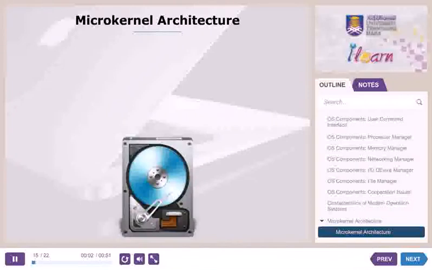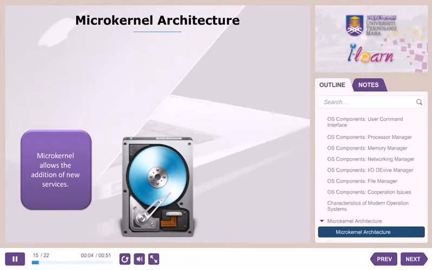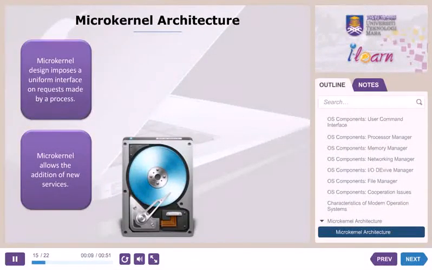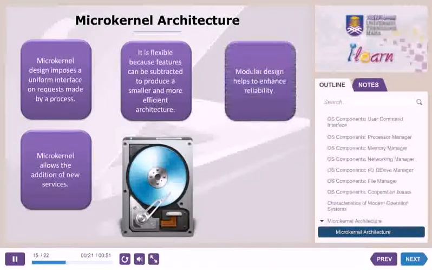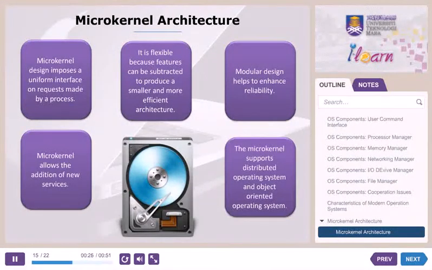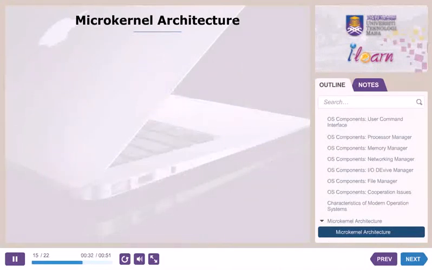Microkernel architecture. A microkernel allows the addition of new services. Microkernel design imposes a uniform interface on requests made by a process. It is flexible because features can be subtracted to produce a smaller and more efficient architecture. Modular design helps to enhance reliability. The microkernel supports distributed operating systems and object-oriented operating systems.